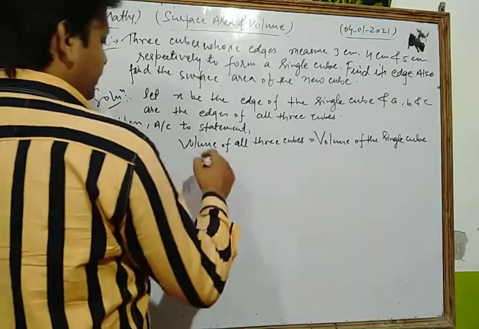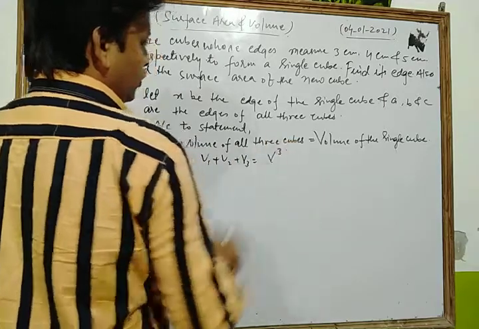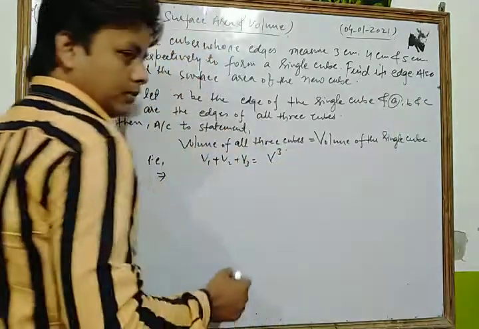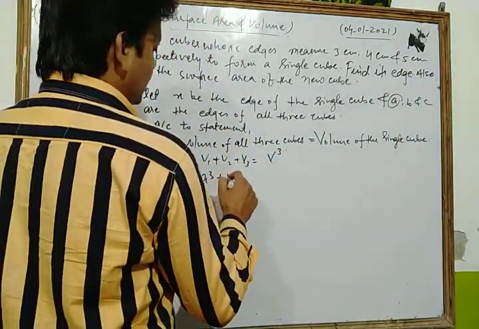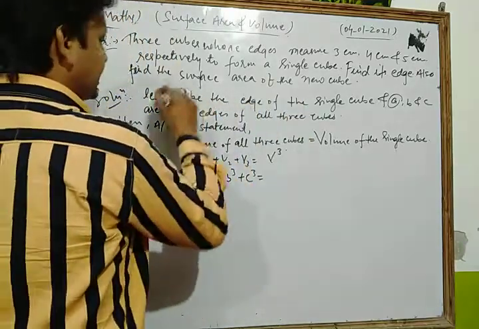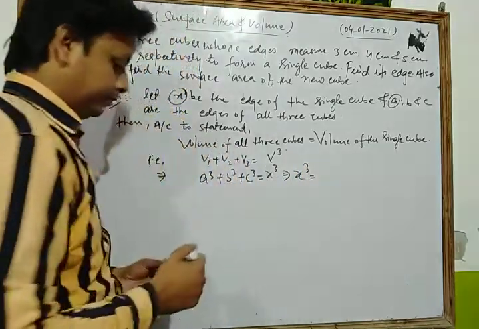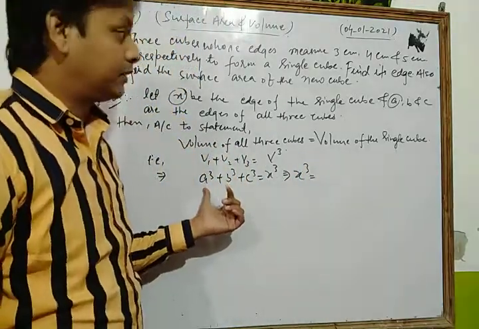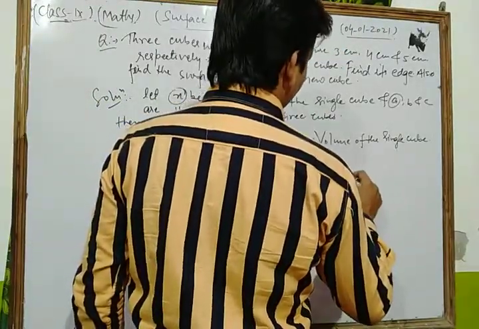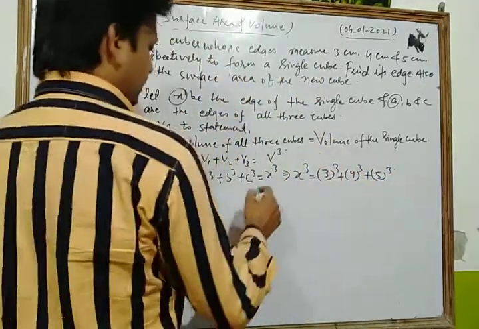That is, v1 plus v2 plus v3 is the same as V cube. Now v1 is the volume of the first cube, which is a cube. This is b cube, this is c cube, and the volume of the bigger cube we take as x cube. So x cube is equal to, now let's see, a is the edge of the small cube, that is 3 cm. So 3 cube plus 4 cube plus 5 cube. Now simplify them.